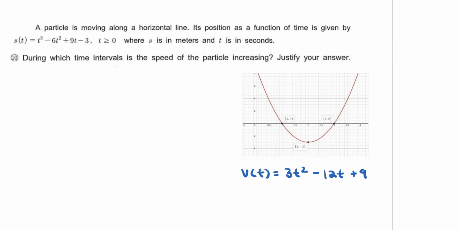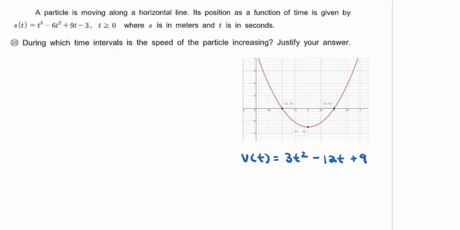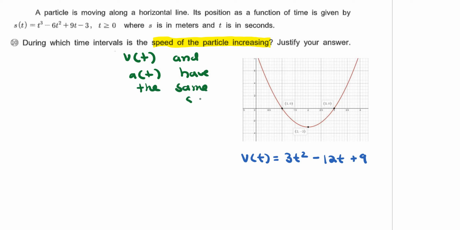All right, let's look at question number 10 here. During which time intervals is the speed of the particle increasing? Justify your answer. Okay, so if the speed of the particle is increasing, that happens when v of t and a of t have the same sign. That's the justification. All right, so when v of t and a of t have the same sign, that means the speed of the particle is increasing.